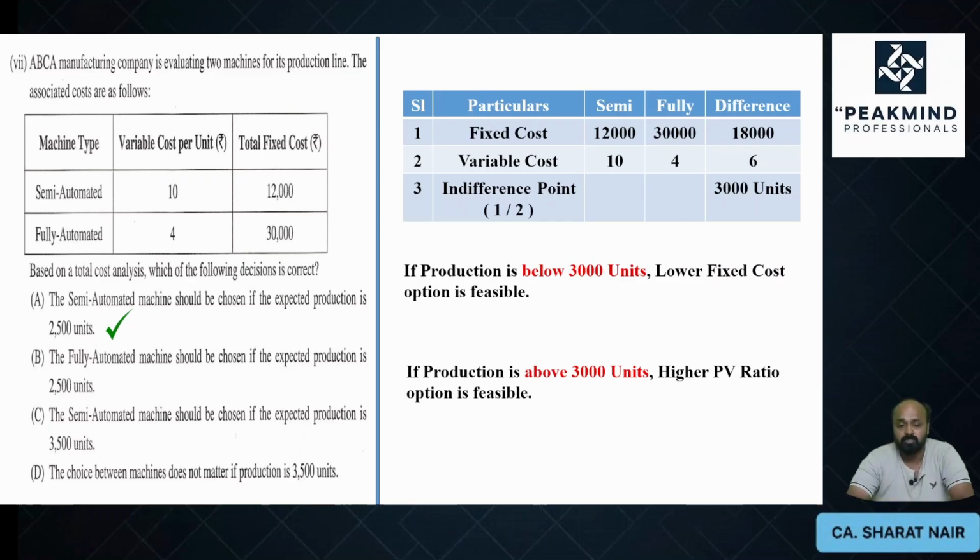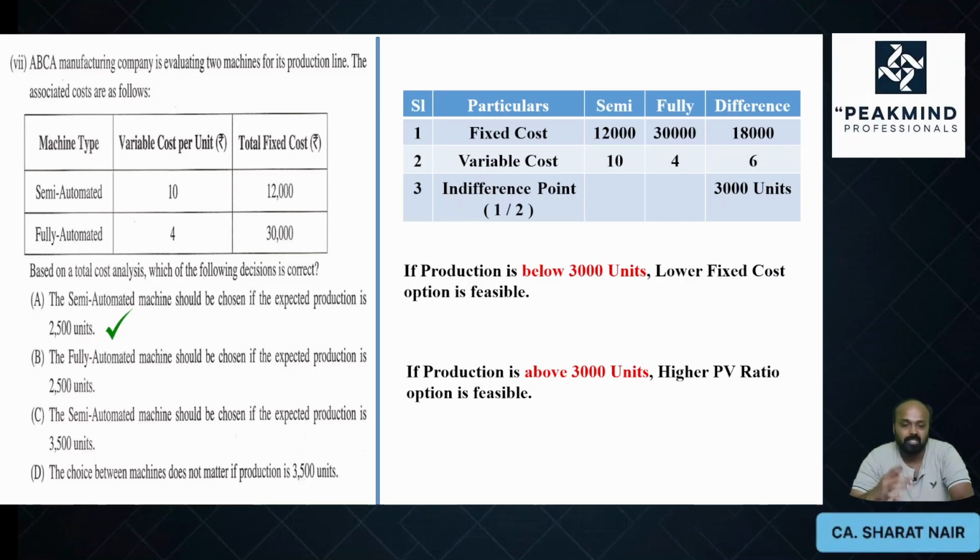Rest of the options: if you choose the fully automated machine, it shall be chosen if expected production is less than 2,500, that doesn't work because their fixed cost is very high. So it will take much time to cover my break-even point. Option 3 is saying semi-automated machine should be chosen if the expected production is more than 3,500. See, for more than 3,500, I should try to use the one which has a higher PV ratio. And if you look at my variable cost, it is lower in the fully automated. So my PV ratio will be higher in the fully automated machine option.